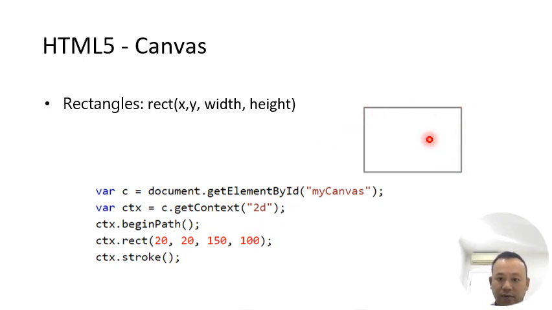We can do a line or maybe we can fill it like this. In this example, stroke is used to outline the rectangle with a blue line, 1 pixel wide.